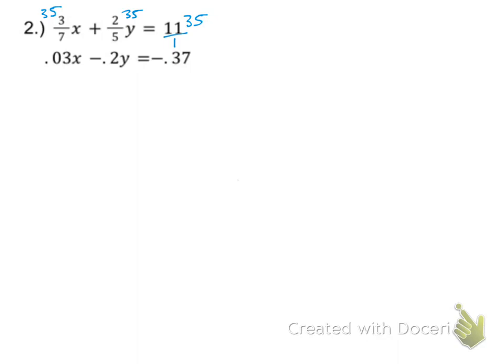Divided by 7. Or, could I think of it the other way? Could I say, hey, what's 35 divided by 7? 5. And multiply that by 3? 15. Oh, that's 15. That's easier. That's 15x. What's 35 divided by 5? Times 2. So it's plus 14y.